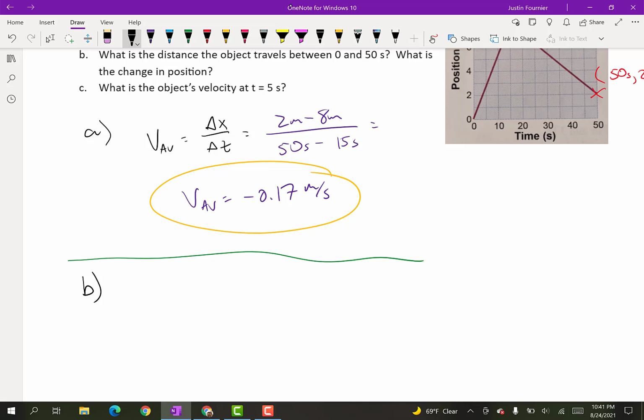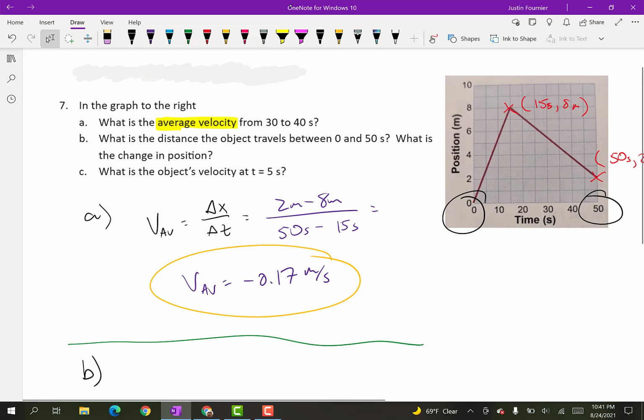So what's the distance the object travels between 0 and 50 seconds? So 0 seconds is here, 50 seconds is here. What's the distance the object travels? And then also what's the change in position, which is basically the displacement. So they're asking me a question that we've done before, which is what's the distance and what's the displacement? So the distance, right, that's the amount of ground covered. So between 0 and 50 seconds, well, it starts at 0, goes to 8.